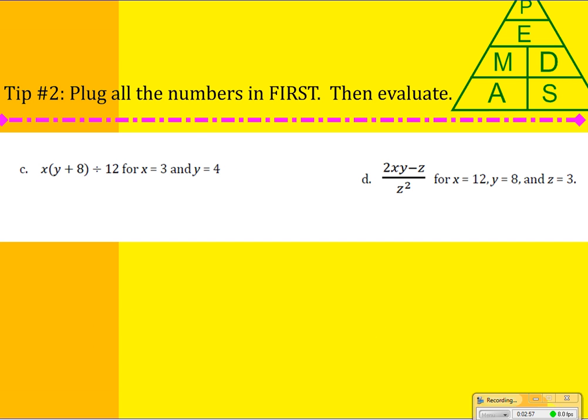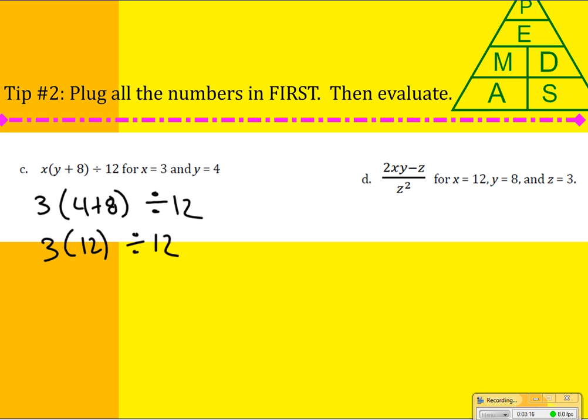So if I plug in the numbers first, then evaluate. So plug in all the numbers. So this is going to be 3, 4 plus 8 divided by 12. So parentheses first. So 3 times 12 divided by 12. So I do multiplication first. So I do here. That's going to be 36 divided by 12. So my final answer is going to be 3.